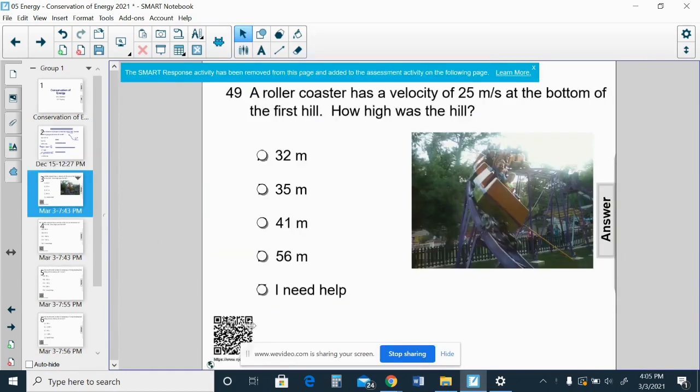Let's try a couple of practice problems here. A roller coaster has a velocity of 25 meters per second at the bottom of the first hill. How high was the hill? 32, 35, 41, or 56 meters?